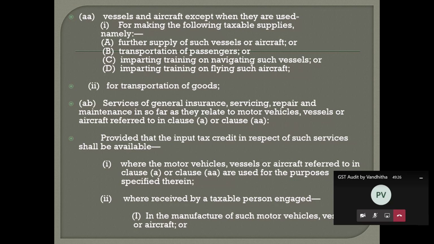So in this case, he is not able to claim the input tax credit. Here, it is provided that input tax credit in respect of the following services shall be available where the motor vehicle, vessel or aircraft referred in Class A or Class AAA are used for the purpose specified therein, where received by a taxable person engaged in the manufacturing of motor vehicles, vessels or aircraft. He can claim the input tax credit in manufacturing.